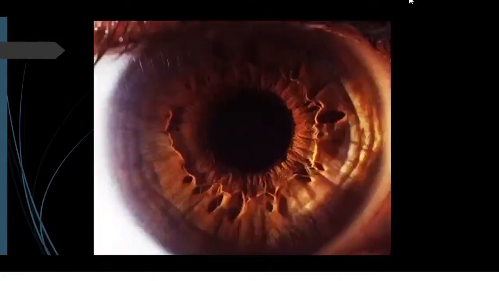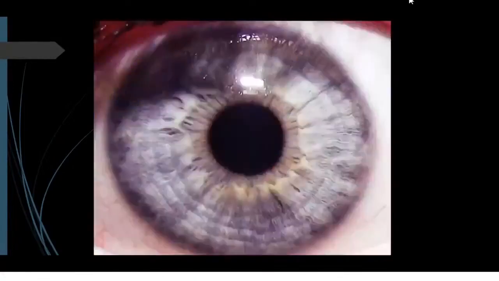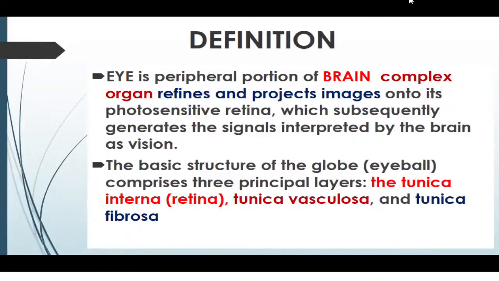These are different types of eye, present in this GIF type of file. Now the main definition: the eye is a peripheral portion of the brain. It is very important to know this. It is also a complex organ that refines and projects images onto its photosensitive retina, which generates signals interpreted by the brain as vision.